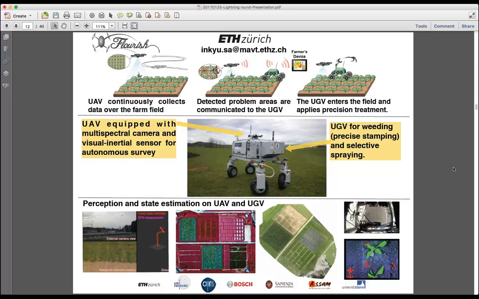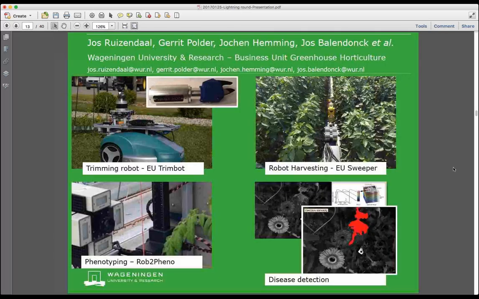From the second row, we utilize a quadrotor equipped with a multi-spectral camera and visual-inertial sensor for weed detection and UAV state estimation respectively. To minimize soil compaction, the UGV only navigates to problematic areas suggested by the UAV, for autonomous ground intervention such as precise stamping and selective spraying. The third row shows results of the UAV state estimation using ordinary GPS plus the visual-inertial sensor and the spectral variation of the test farm field. The last column is the weed classification result on the UGV marked in red. Thank you very much.